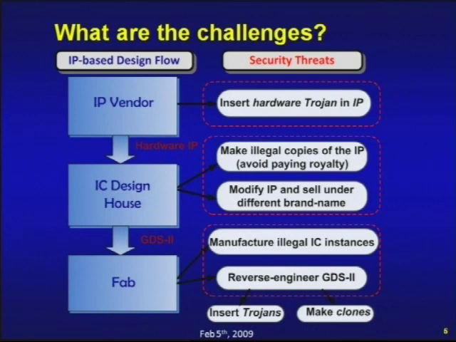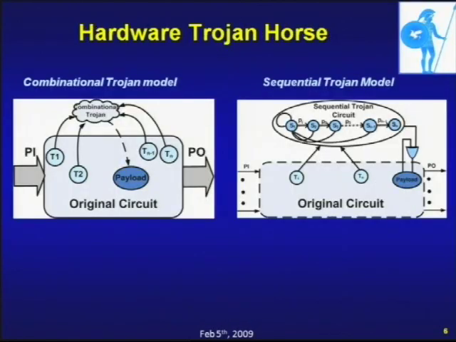So these are the snapshot. This is the snapshot of different modes of security threats we have in hardware or in electronics today. Now let's talk about hardware Trojan horse, and then we'll go to hardware intellectual property. Now what is a hardware Trojan horse?